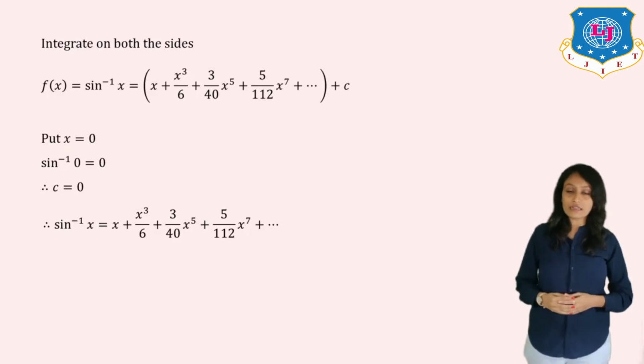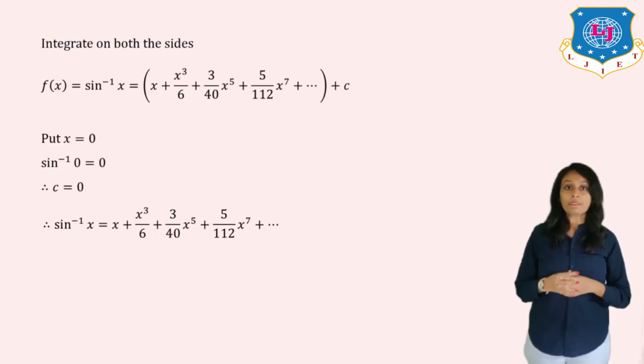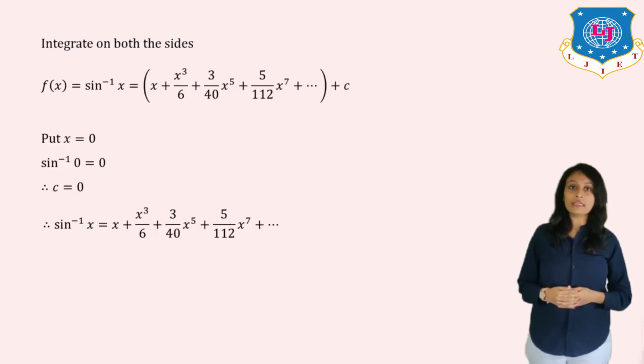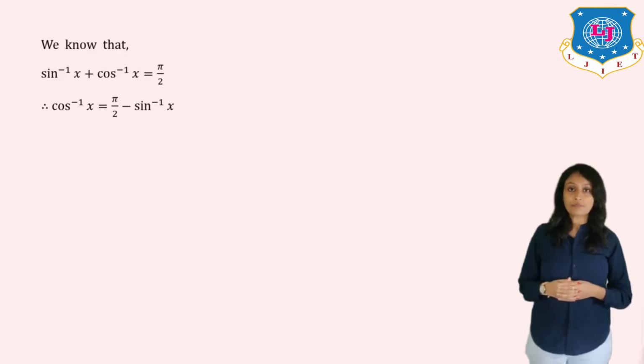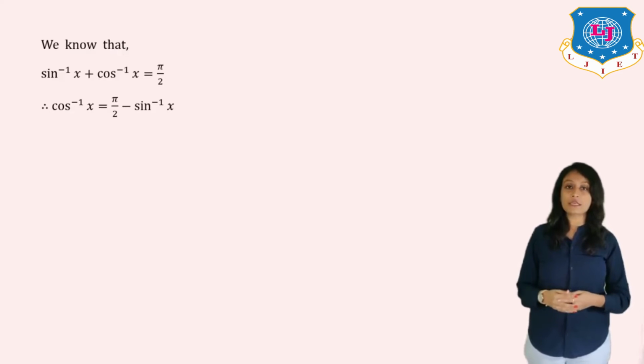Okay, so you will get the final answer, that is the sin inverse x series as x plus x cube upon 6 plus 3 upon 40 x raised to 5 and so on. Okay, now the next task is to find the series of cos inverse x. Now we know the formula, sin inverse plus cos inverse is equal to pi by 2. So you will get cos inverse x as pi by 2 minus sin inverse x.